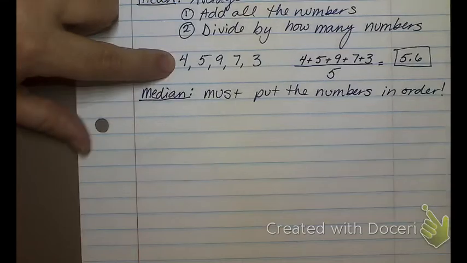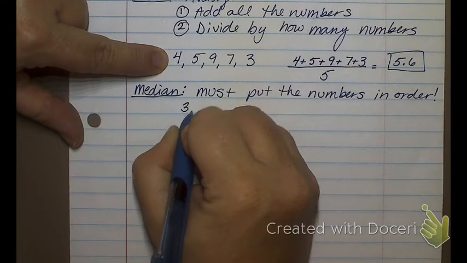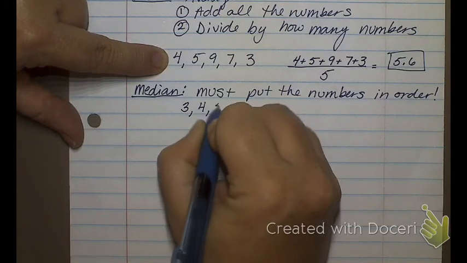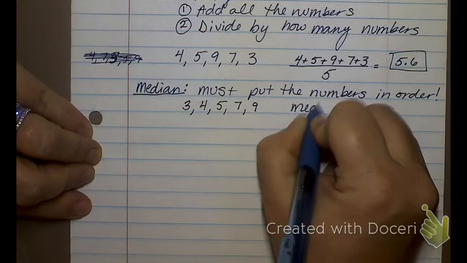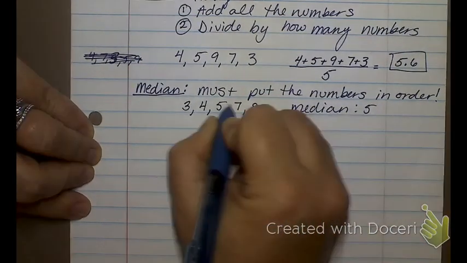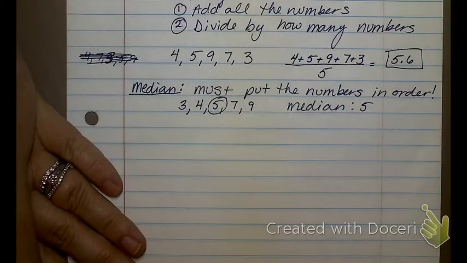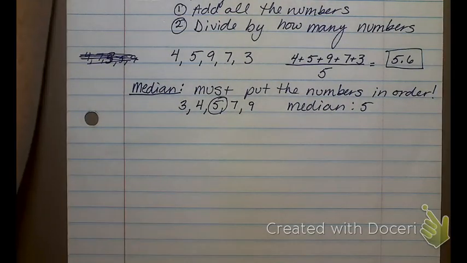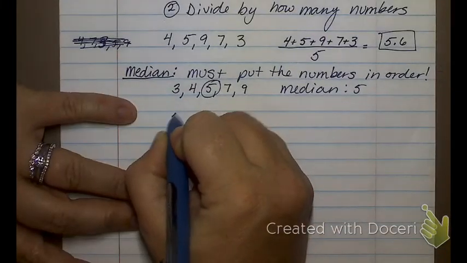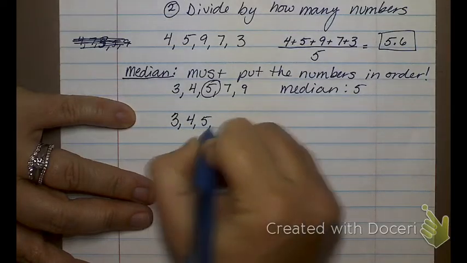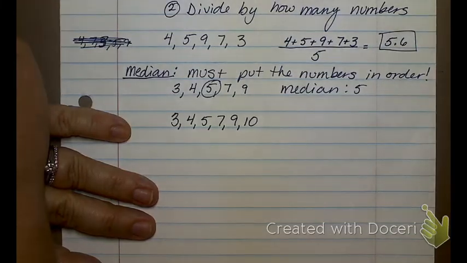So, if I use that same list here, what would the smallest number be? 3. And then 4, 5, 7, 9. What is the median? 5. It is 5 because 5 is the one smack dab in the middle. What if I added another number to my list? Okay. Now what number is in the middle?